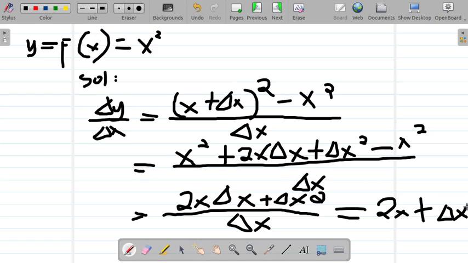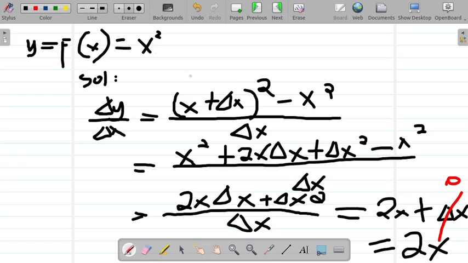So, as change of x approaches to 0, change of x is just equals to 0. So, cancel out na nato. So, ang answer na lang is change of y over change of x is just equals to 2x. Given nga y is equals to x squared.